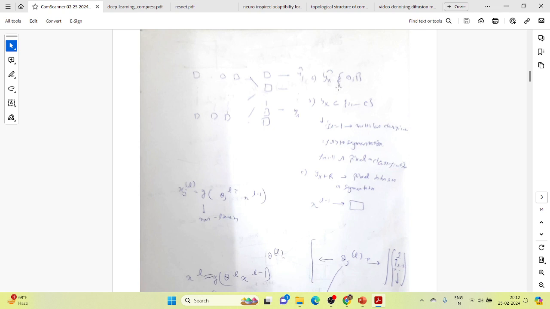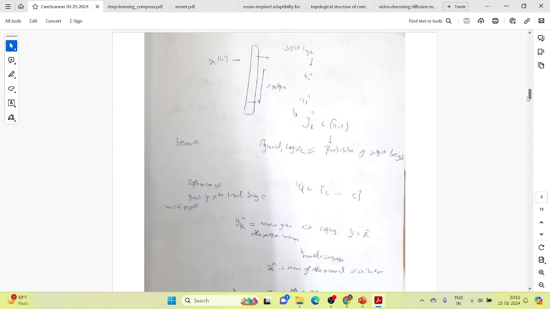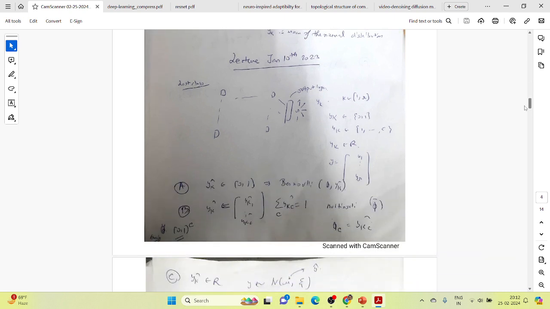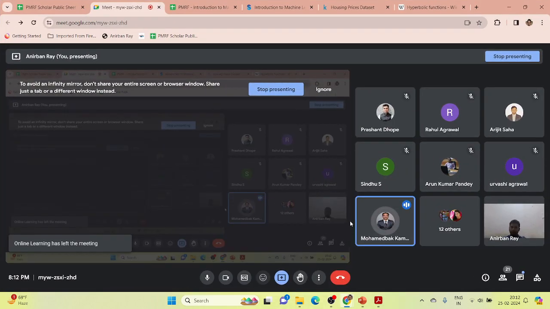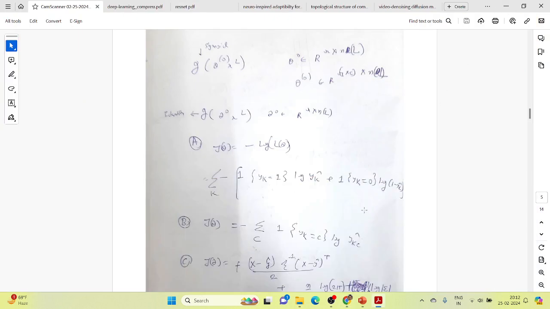So for every neuron k of the last layer, if it is 0 or 1... maybe I can skip this. These are important, but maybe there is no time. Just look at this first one. This is the cross entropy loss. You just have to look at this loss function. The negative log likelihood.